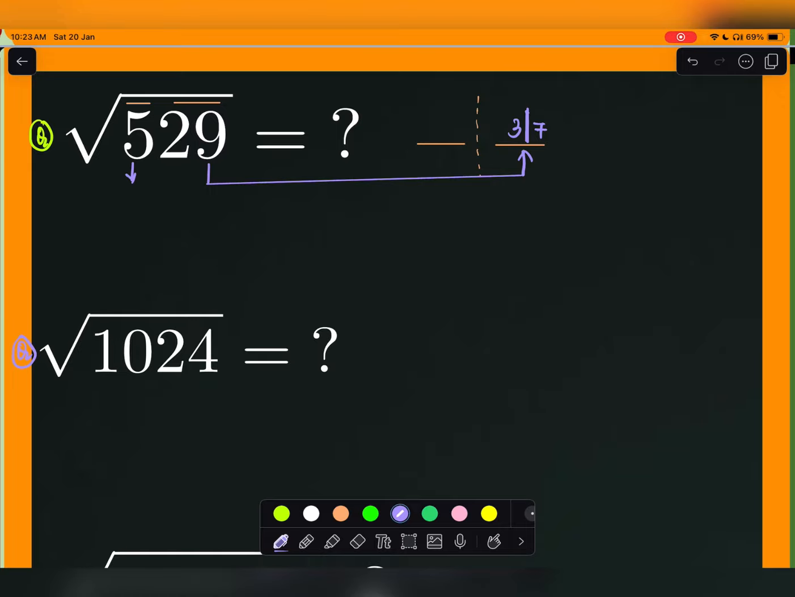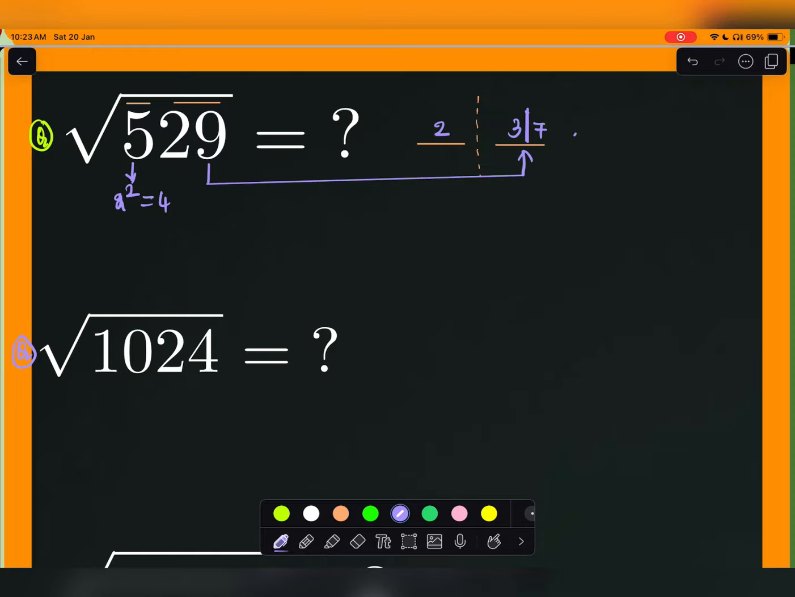Tell me the square of a number which is less than or equal to 5. So I can take 2 square, right? 2 square is 4, which is less than or equal to 5. If I take 3 square, which is 9, that is more than 5, no? We can't take that. Now, square root of 2 square is what? We'll get 2, right?